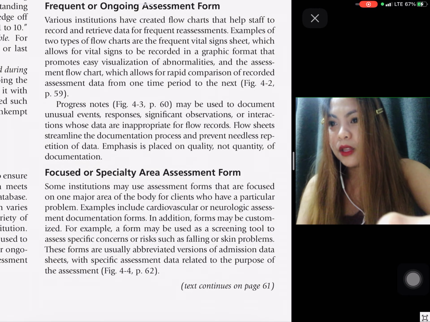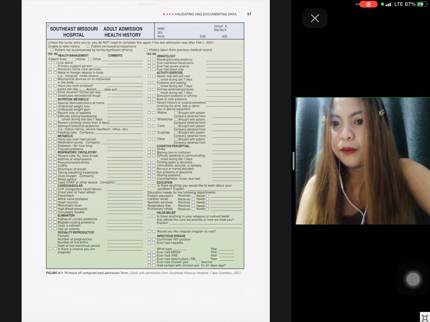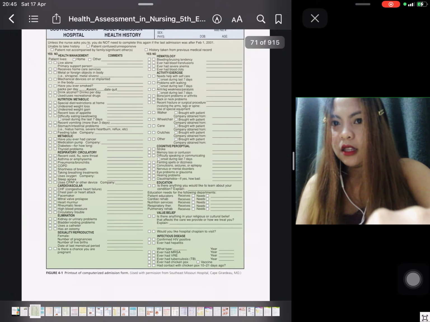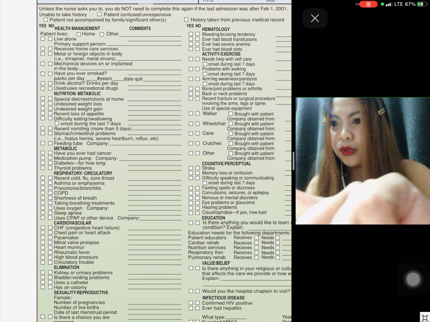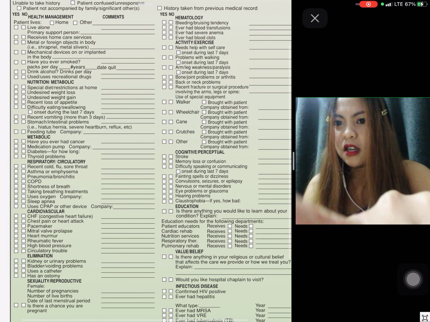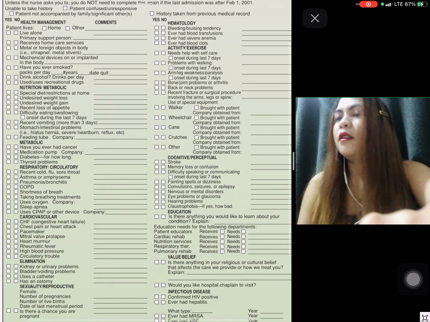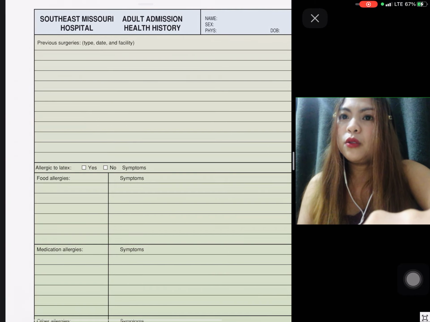Ito yung admission form. Ayan. Leave alone. Yes or no. Lagay mo lang. Checklist. Tapos, kung may mga iba kang comment, ilagay mo lang dyan sa mga linya. Next, ito naman, for example, adult admission health history. Ito na parang narrative type. Lalagay mo yun dyan. Ito naman, ang assessment flow sheet.